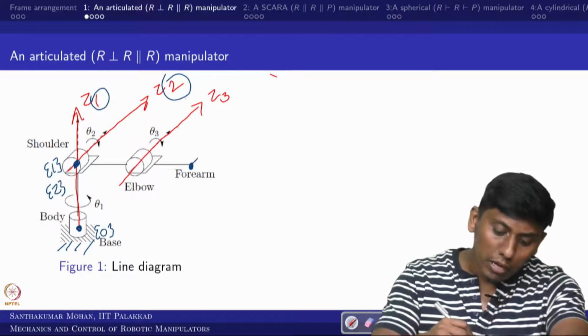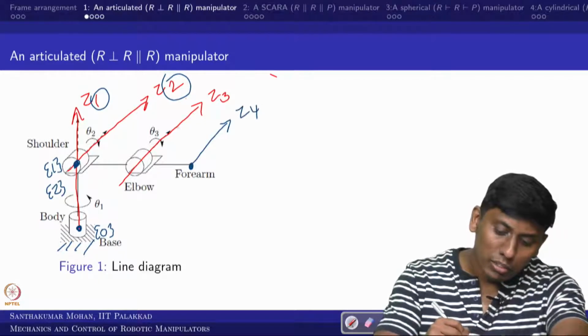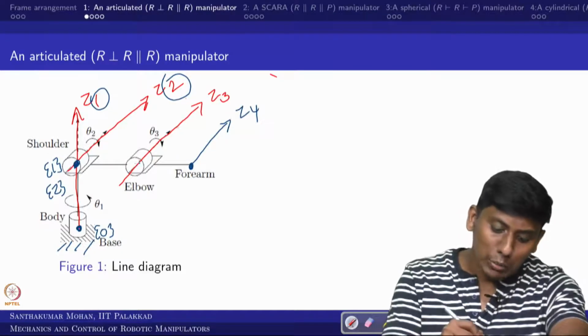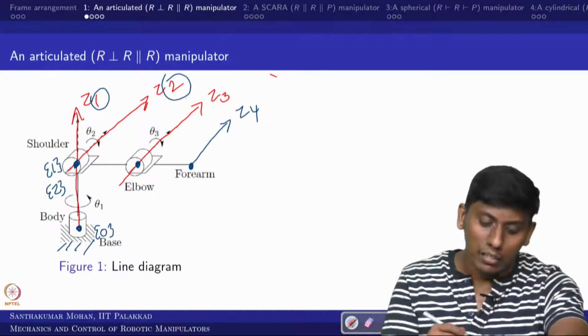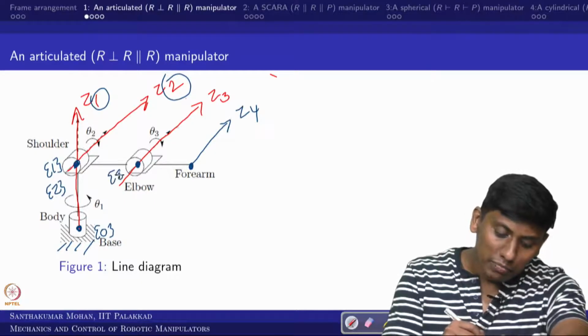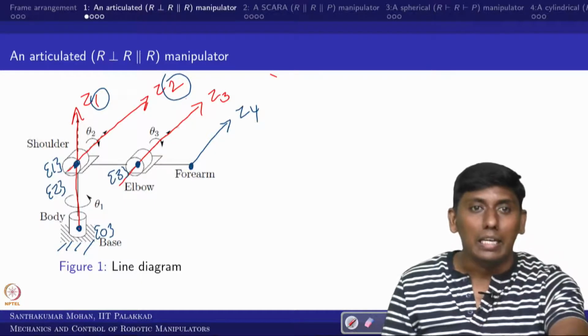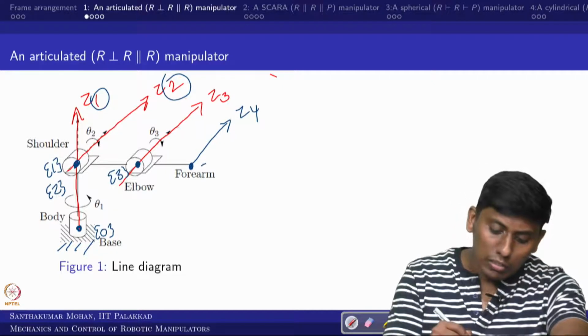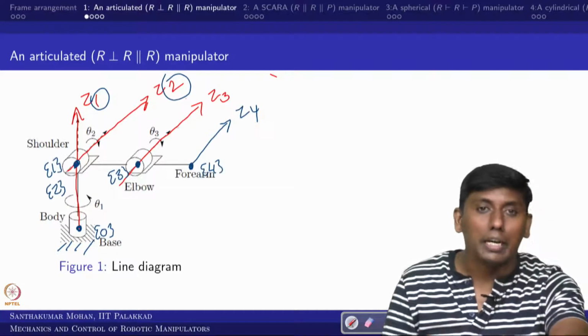Right now I am assuming that this is parallel to this, then you can conveniently take anywhere on the Z3. I am taking where these two intersect. This is the point I call 3. This intersection is just the link intersection. Now this is the point 4, which is the end, right.